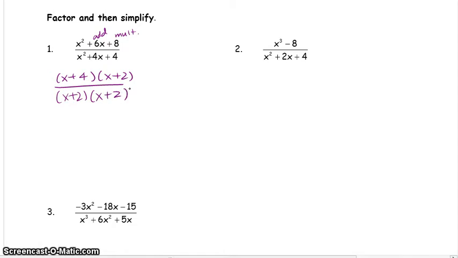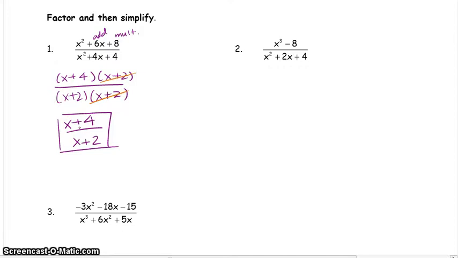Alright, so then from here we need to say, is there anything on the top that's the same as the bottom? Oh, we have an x plus 2 on the top and the bottom, so those cancel. So then we're left with x plus 4 over x plus 2. And we can't simplify that anymore. We cannot break it down, so that is our answer.